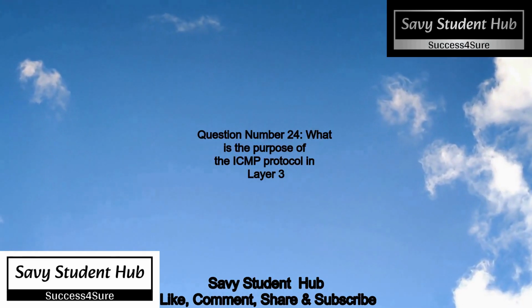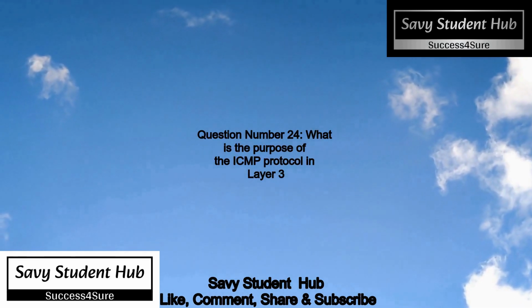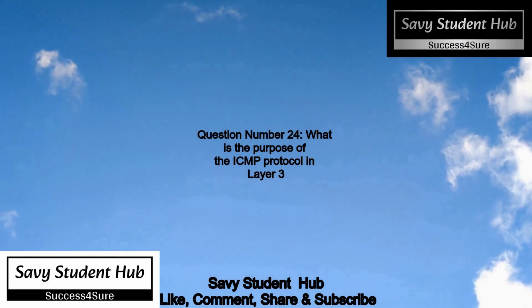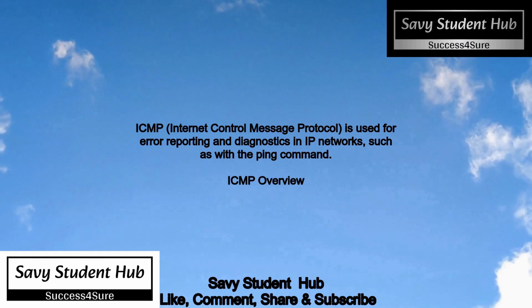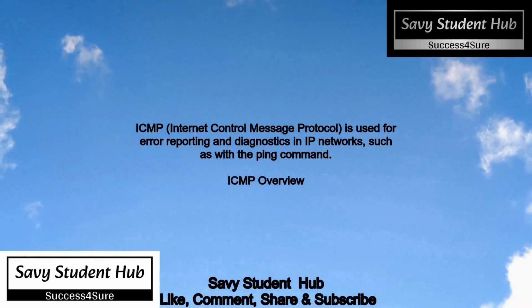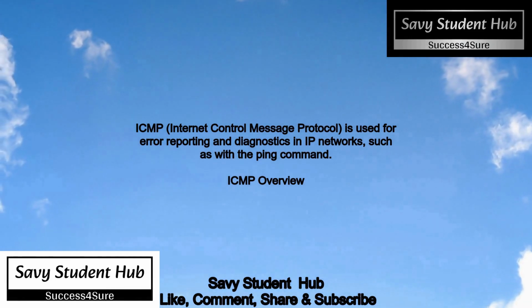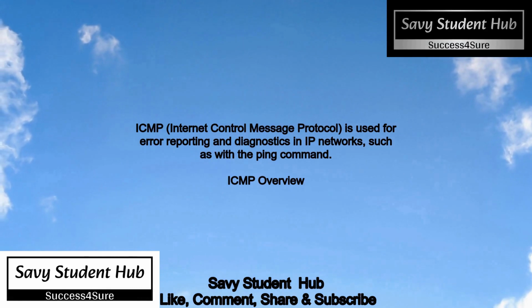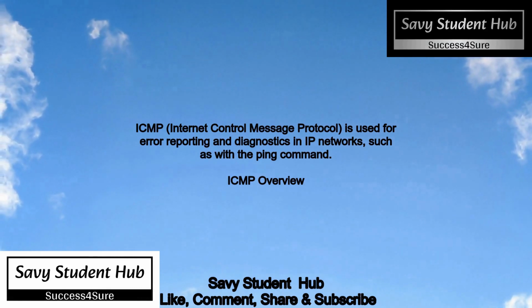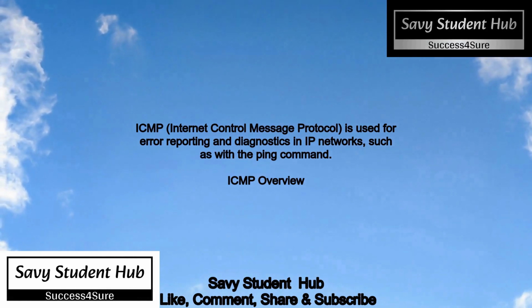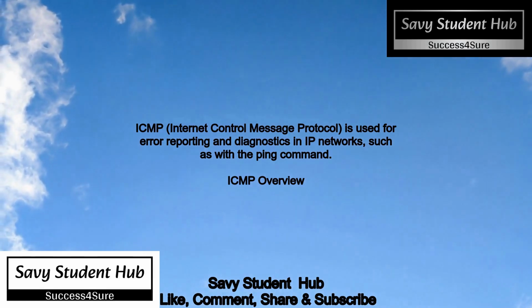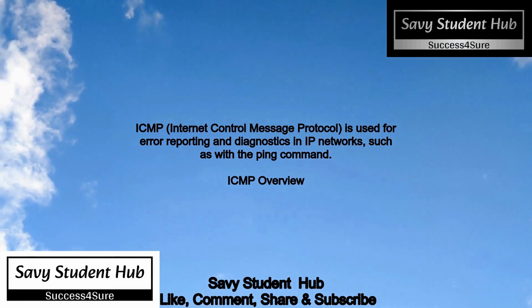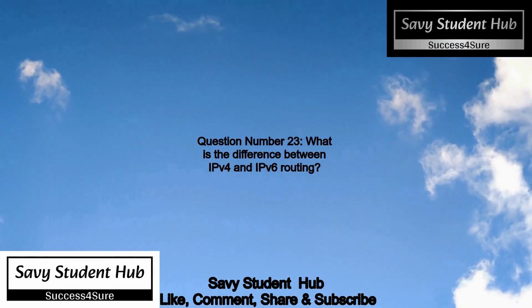Question number 24. What is the purpose of the ICMP protocol in Layer 3? ICMP, Internet Control Message Protocol, is used for error reporting and diagnostics in IP networks, such as with the ping command. Question number 23.